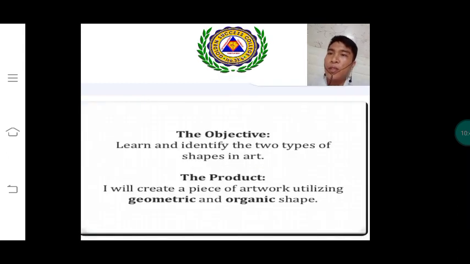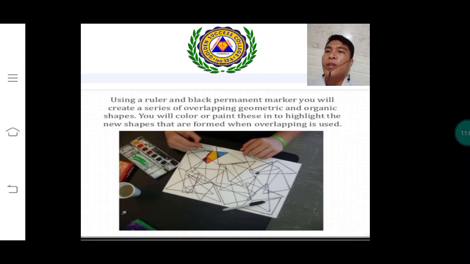The objective is to learn to identify two types of shape in art. The product: you will create a piece of artwork utilizing geometric and organic shapes. Using a roller and a black permanent marker, you will create a series of overlapping geometric and organic shapes. You will color or paint them to highlight the new shapes that are formed when the overlapping is used.